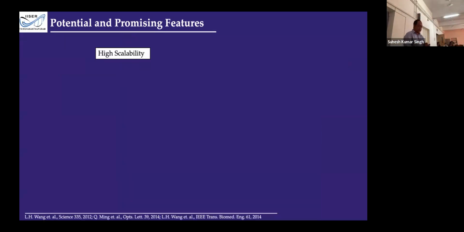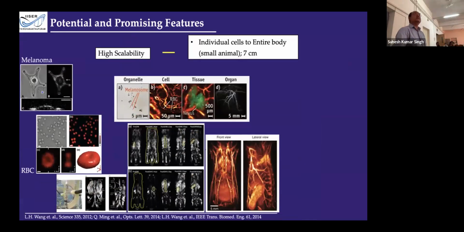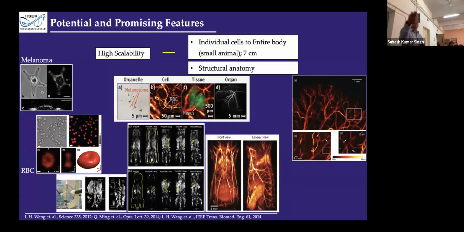Okay, so another technical feature is the high scalability. That is, it is feasible for imaging from a single cell to the whole structures of the mouse. This is a reported study. In the meantime, a lot of the structures of the blood vessels can be imaged. It is of high impact for the clinical applications, I would like to say.